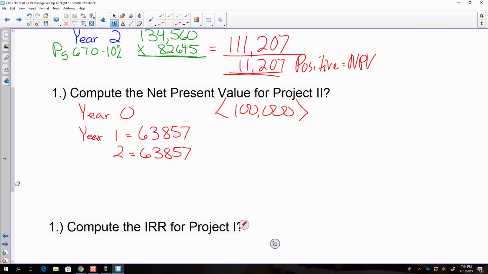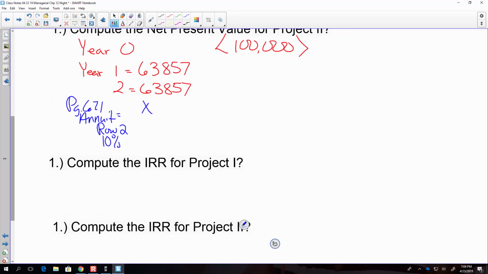So what would be a good way to get the present value? Go to the table, page 671, table 2, the annuity, row 2, right? 10% again. So what am I multiplying this by? 1.73554.